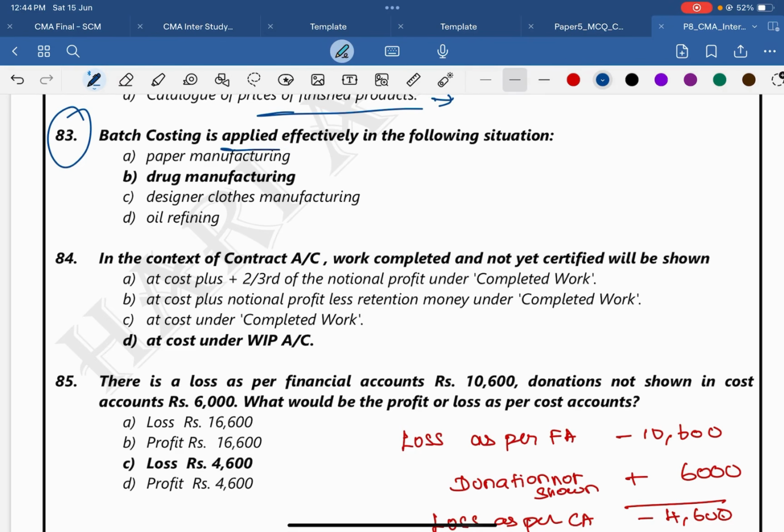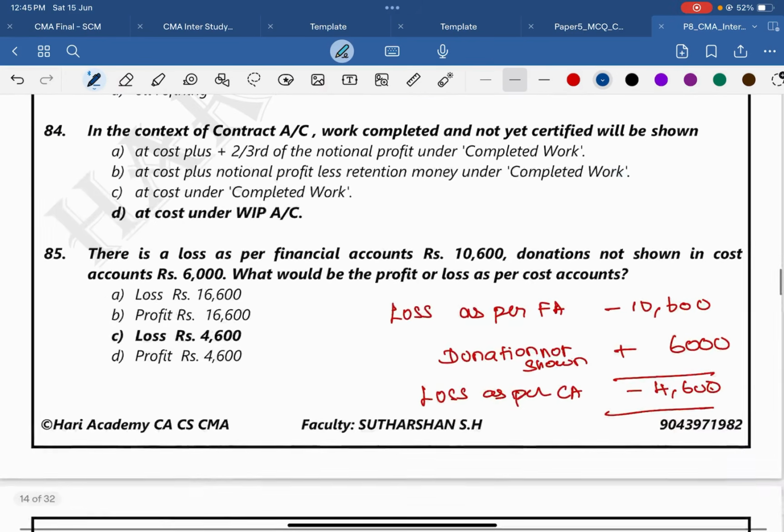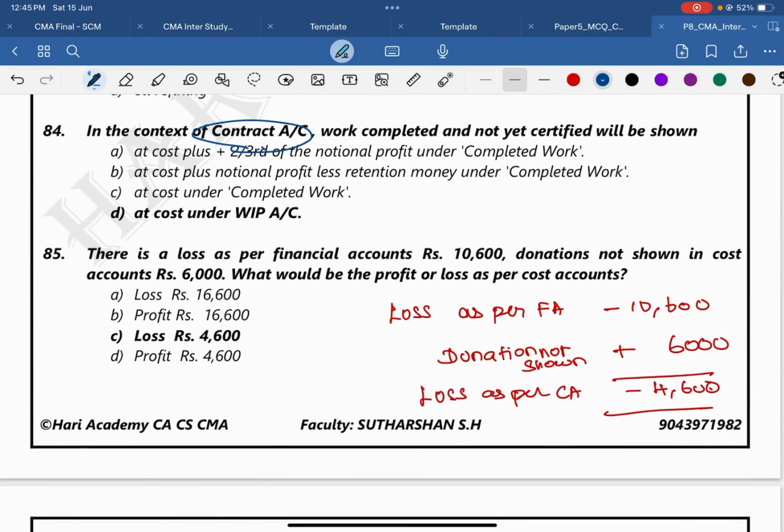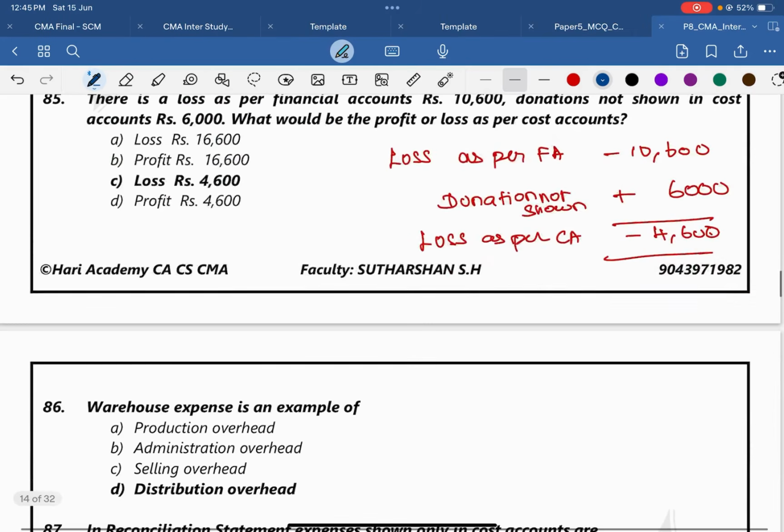83. Batch costing is applied effectively in the following situation. You may apply it in pharmaceuticals, mostly in job costing techniques and drug manufacturing. Paper manufacturing will not be done in batches. Drug manufacturing is your answer. Then in the context of contract account, work completed and not yet certified, that is work uncertified, should be valued at cost under WIP, work in progress account.